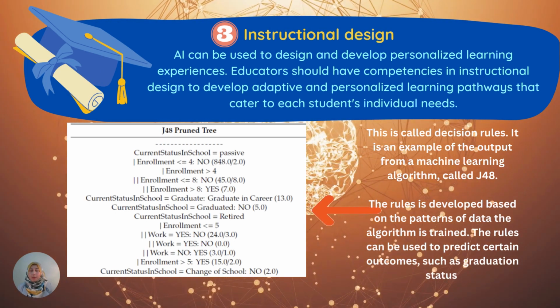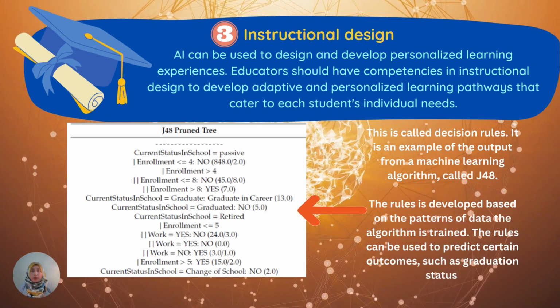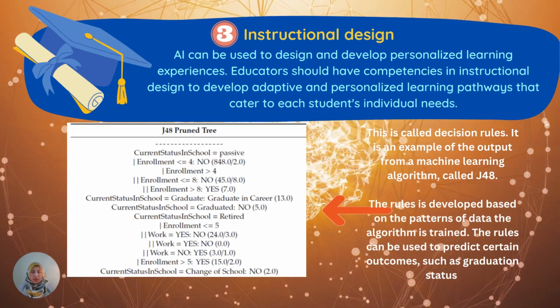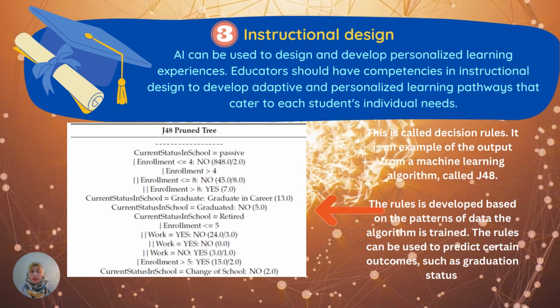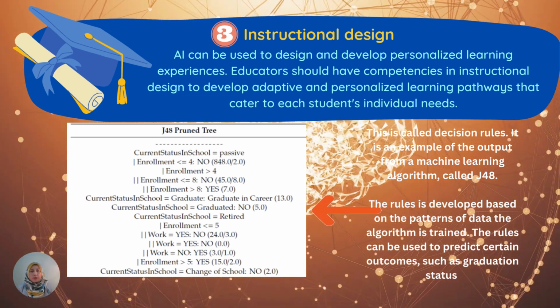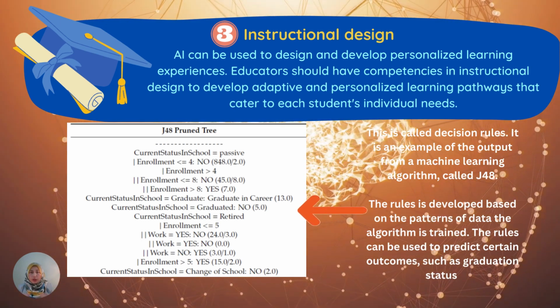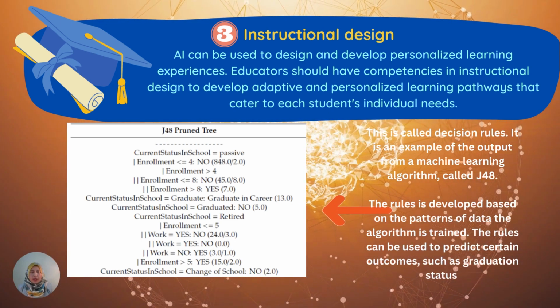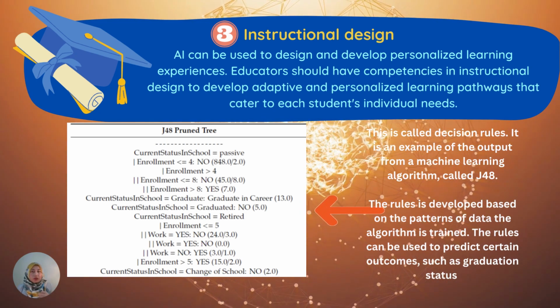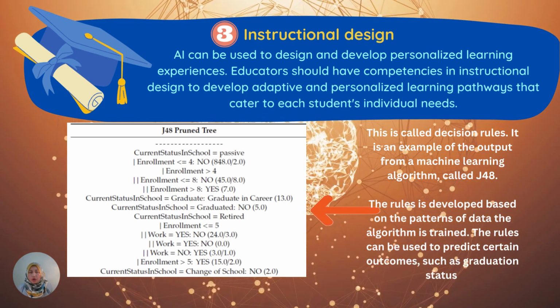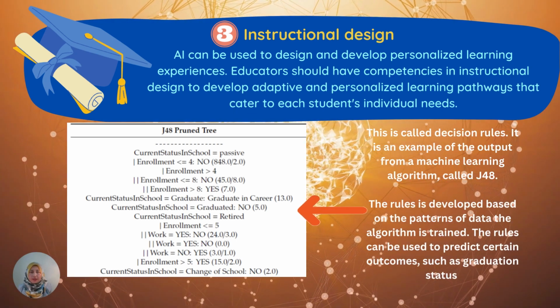This is an example of the output of a machine learning model based on decision tree algorithms. The decision tree algorithms can visualize and express the learned model, called decision rules. These decision rules can be read to identify possible outputs based on past happenings.